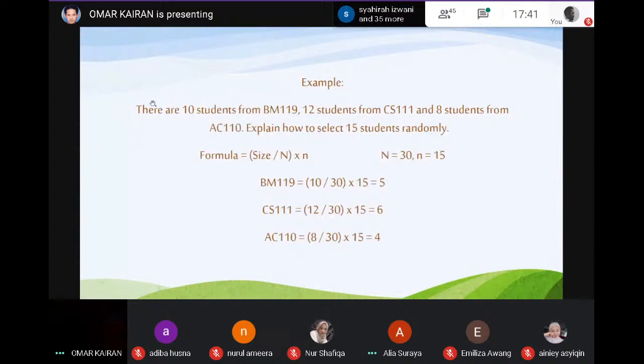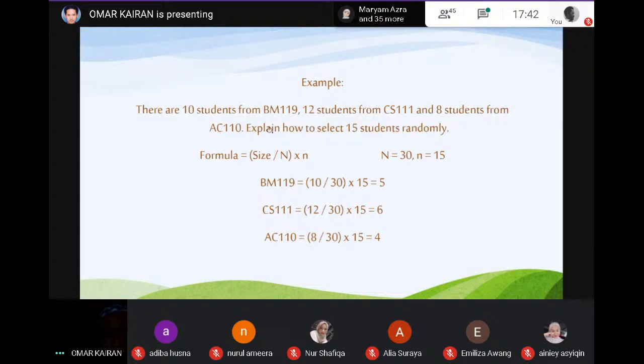Boleh, sir. So ini contoh. There are 10 students from BM119, 12 students from CS11, and 8 students from AC110. Explain how to select 15 students randomly. Macam mana kita nak pilih? From the 30 students, 30 students campur semuanya. Kita nak pilih 15 saja.